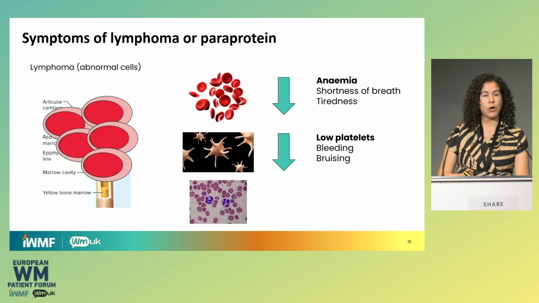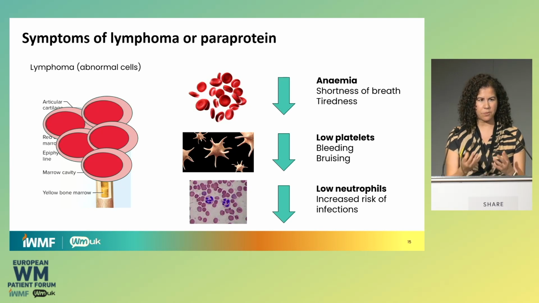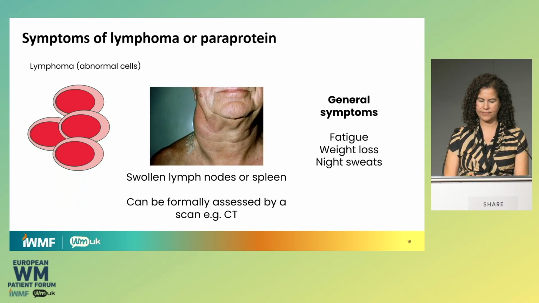If you've got low platelets, and I told you they're the little fragments of cells that help your blood clot, you might notice that you get bleeding or bruising related to low platelets. And if you've got low neutrophils, so these are your white blood cells that help fight infection, then you'll be at increased risk of infection. So these are all symptoms you might get from the lymphoma affecting the bone marrow.